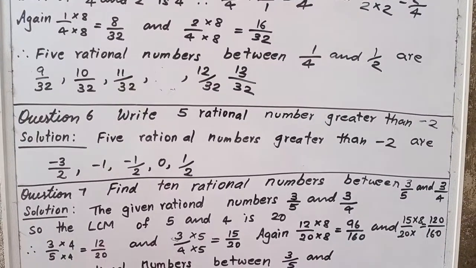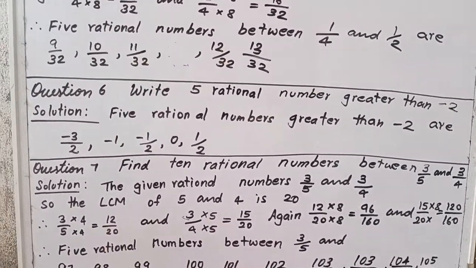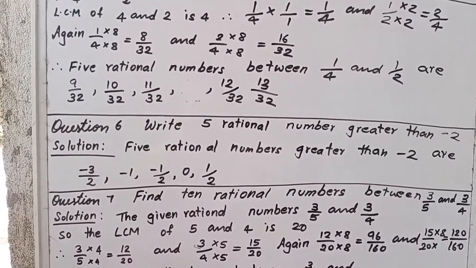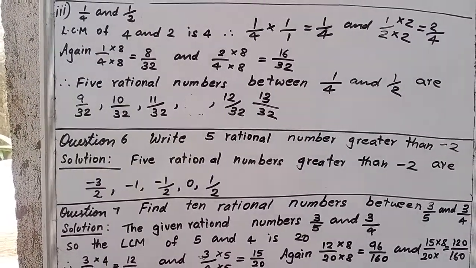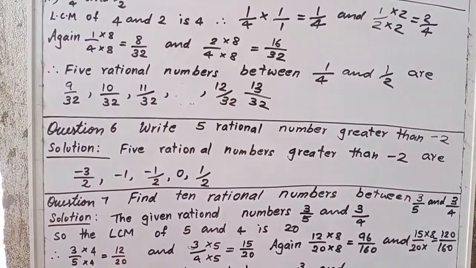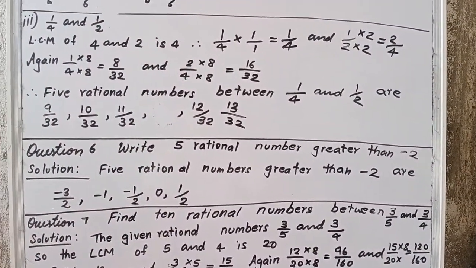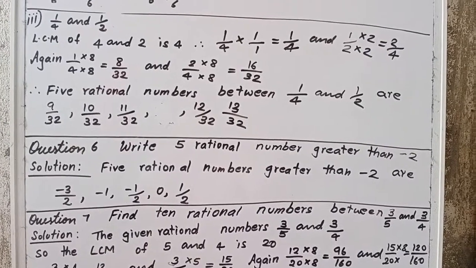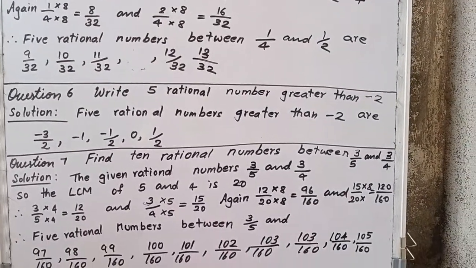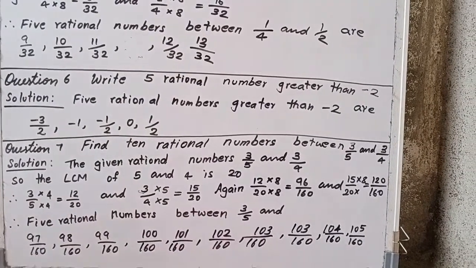It is not so difficult. It is easy. You can do it just by taking the LCM and making the denominator the same. Then you can find them. Nothing is difficult. Everything is easy. For every problem, there is a solution. So enjoy writing rational numbers in between.